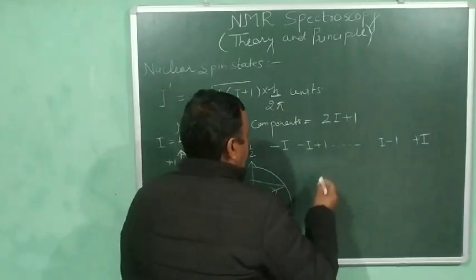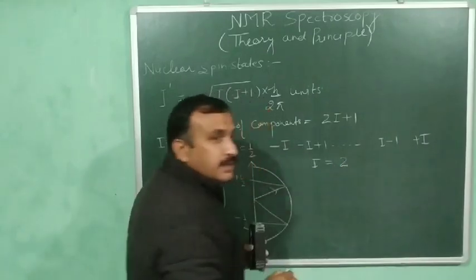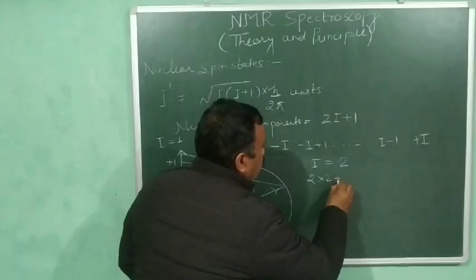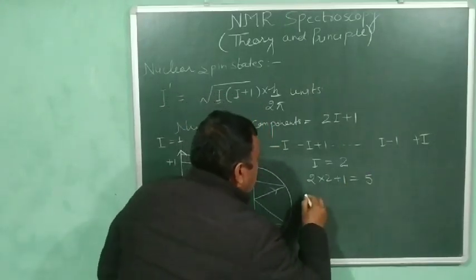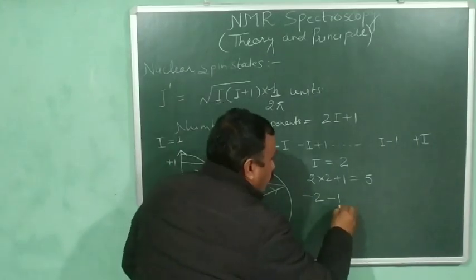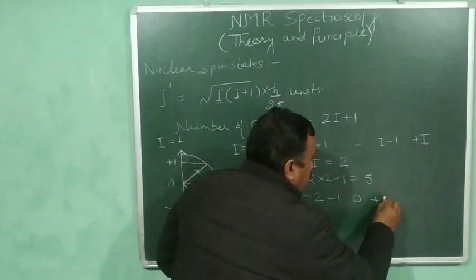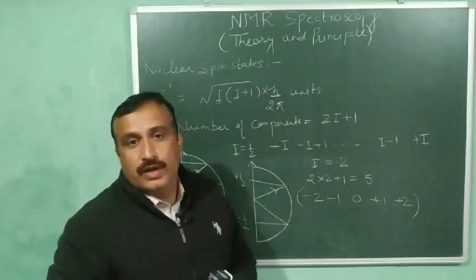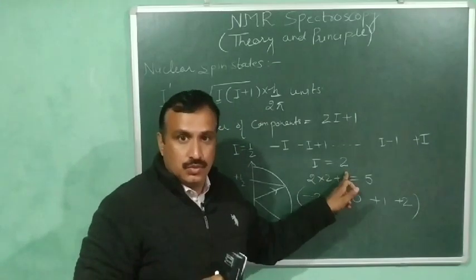Okay, and let us illustrate this rule with some more examples. Suppose we have a nucleus with I equal to 2, and the number of components will be 2 into 2 plus 1 equal to 5, and the components are -2, then add 1, then we have -1, then -1 plus 1 equal to 0, then +1 and +2. So these are the components of the angular momentum vector for the nucleus having I equal to 2.